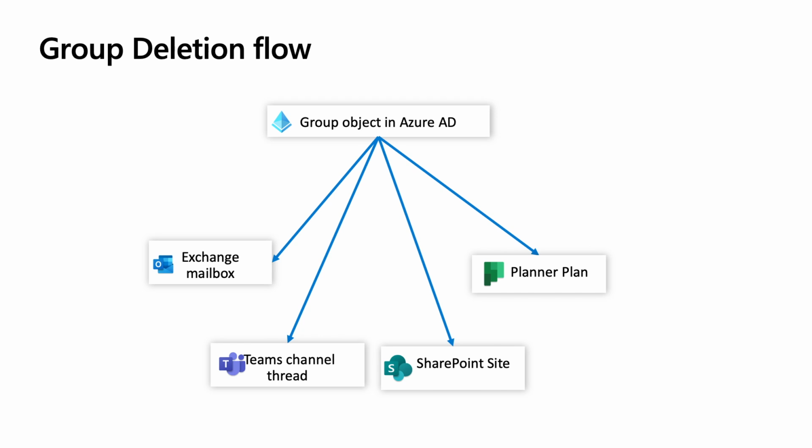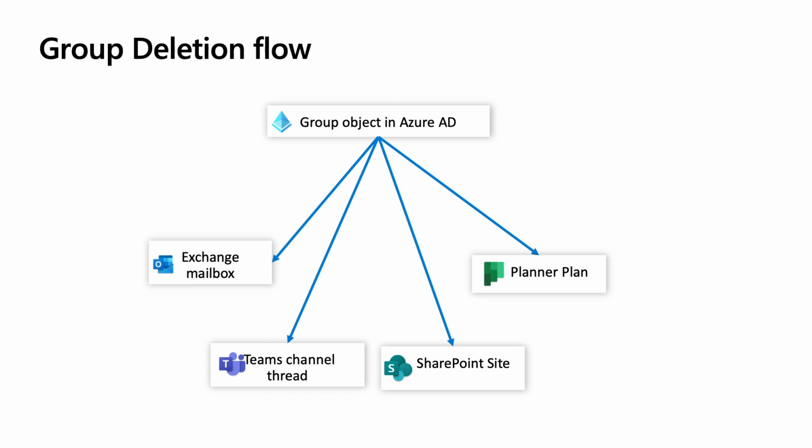Next, let's look at the deletion flow. So in the next few slides, we'll just walk through step by step what happens in the process of deletion. Let's start with a group that is active in Azure AD, and the group has 4 resources attached to it: Exchange, Teams, SharePoint, and Planner. First, let's assume that the group is active in Planner, but at some point in time, the user decides that they no longer want this group. Maybe their project is over and they want to get rid of the group. So the user goes and deletes the group in Planner.